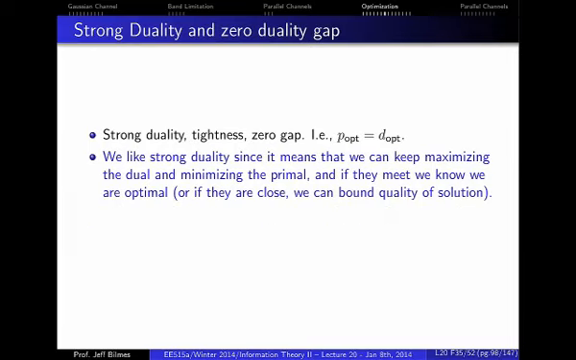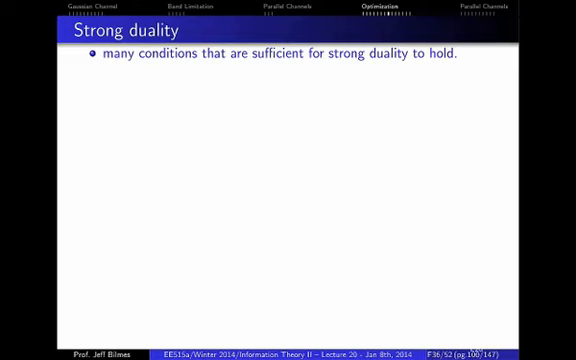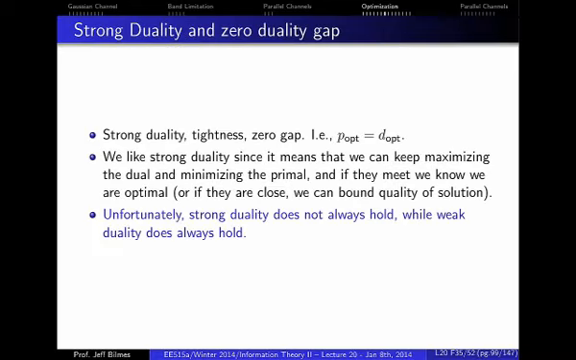Unfortunately, strong duality doesn't always hold, while weak duality always does hold. So we care about conditions under which strong duality holds. It's not absolutely necessary to have convexity for strong duality to hold, but convexity is oftentimes a condition for which strong duality does hold.